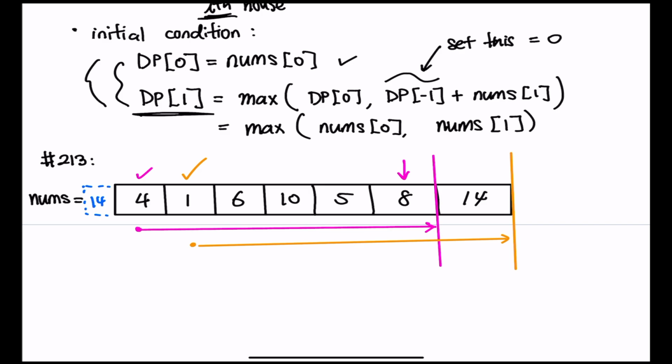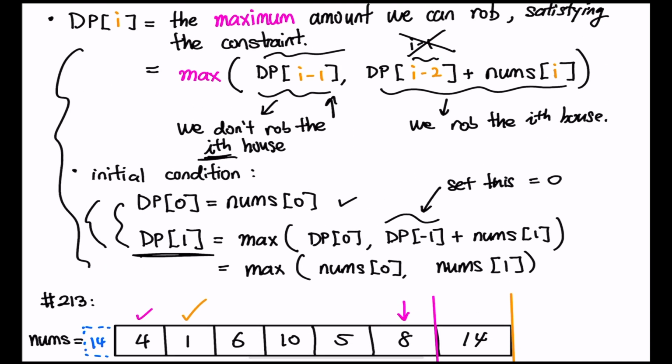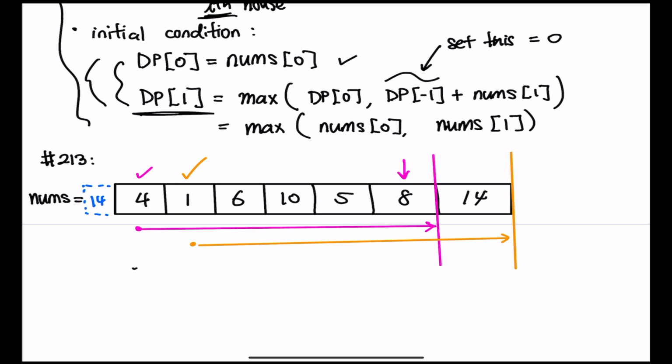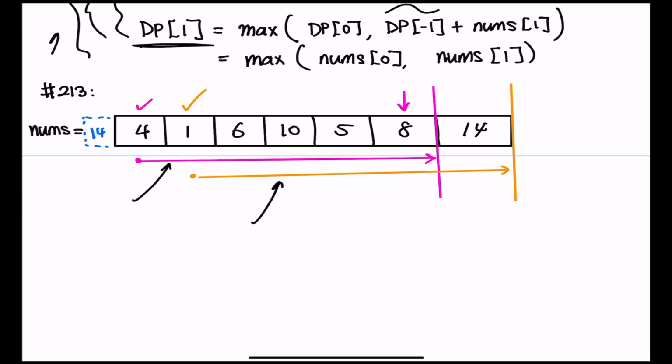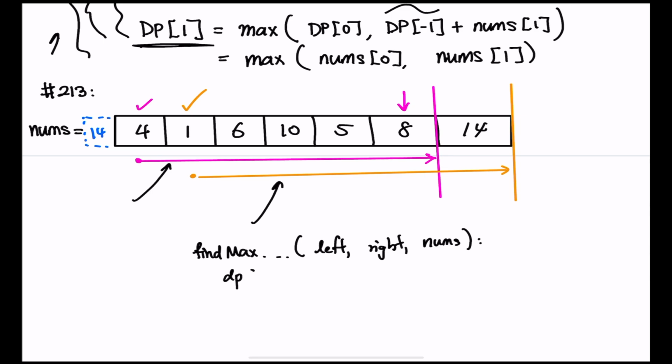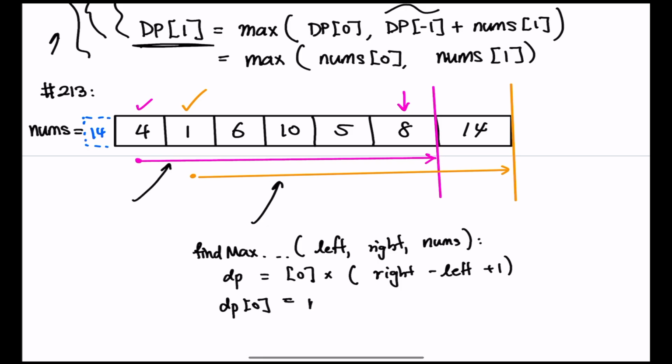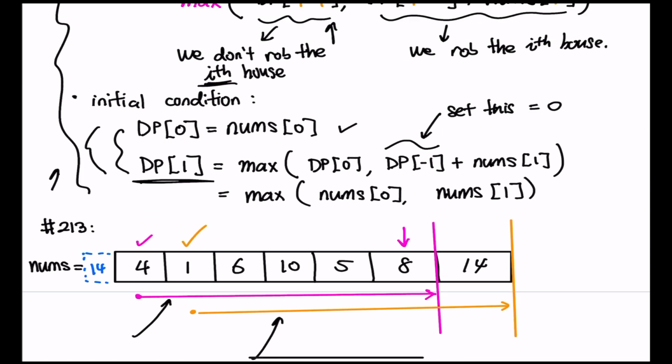So we apply exactly the same code here, this one, twice. The way I did it is I call this function find maximum, something like that. Then our parameters will be left index and right index and this nums array. We initialize our dp array, so there will be something like this, be 0 times, in this case we would have right minus left plus 1. dp of 0 will be nums of left, and we have exactly this one.